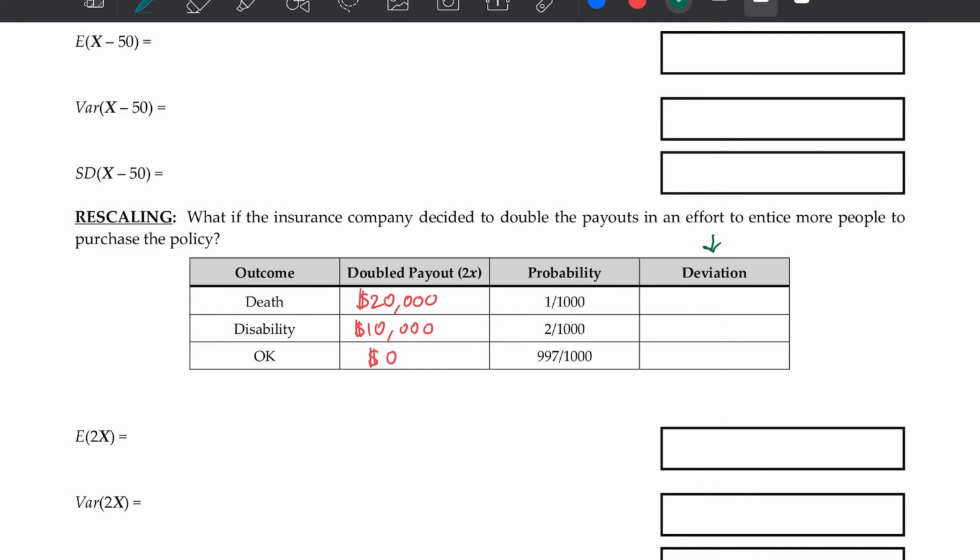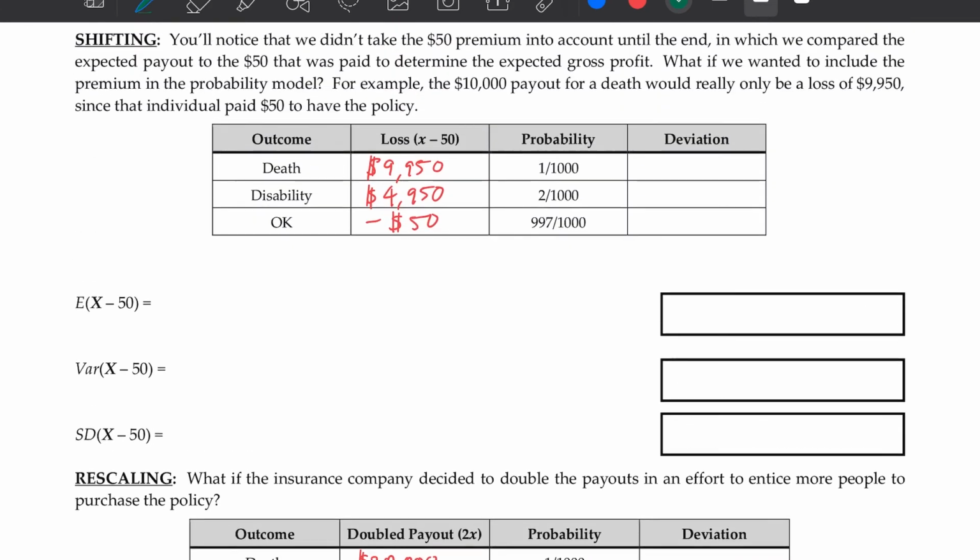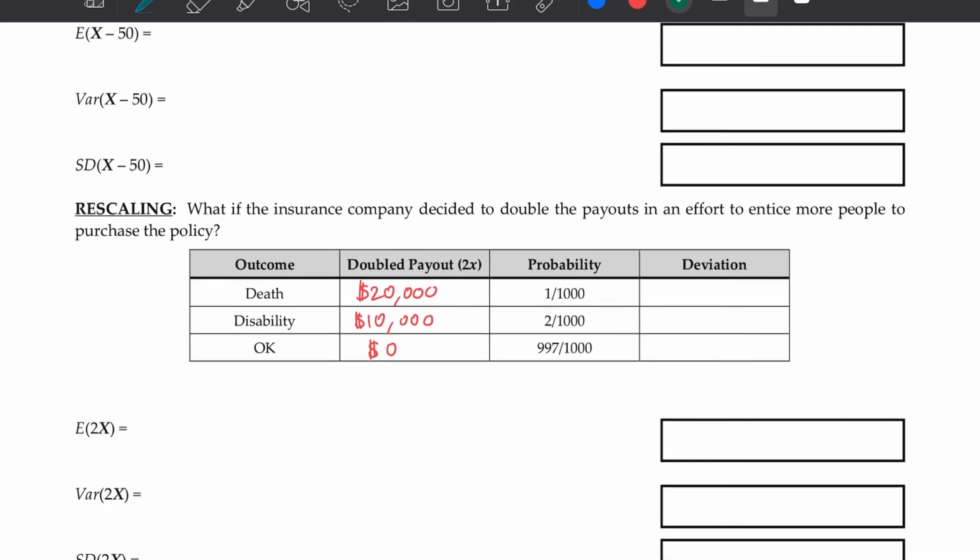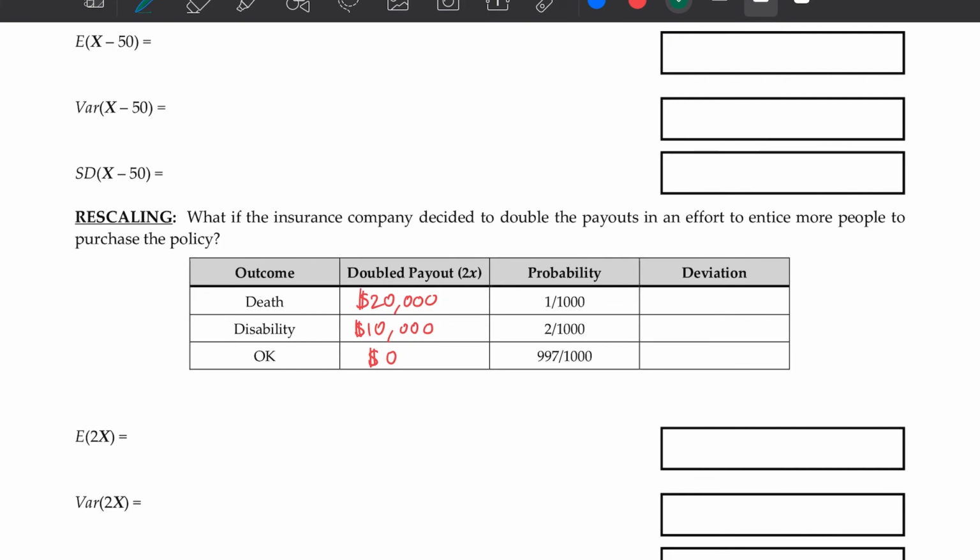Use that to help you fill in your deviation, and then find your variance and standard deviation after that. And then at the end of it all, I'd like you to notice what things changed between shifting and rescaling, and how that fits what we already know about shifting and rescaling. And again, don't worry about these over here. We will fill those in as a class based on what you think you've noticed.